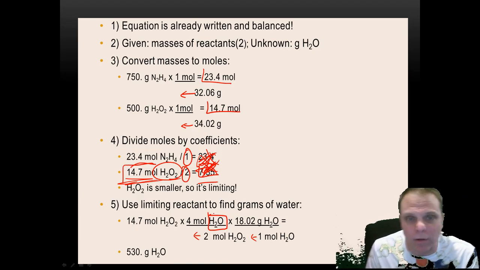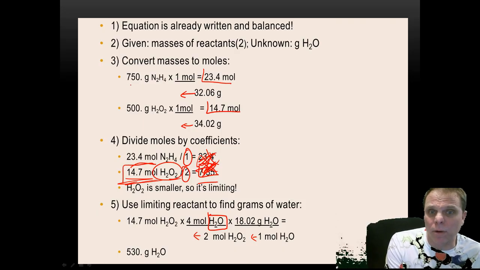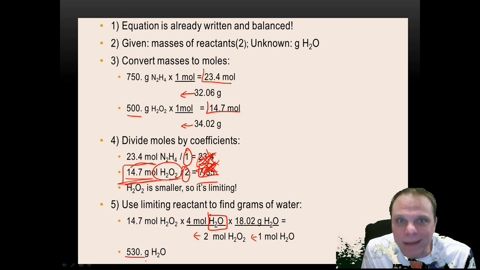Why 530? Remember, we had 3 sig figs in our original work, right? We were starting with our original work of 500. That was 3 sig figs. So our final answer needs to be in 3 sig figs as well. Okay, so now you've done one.